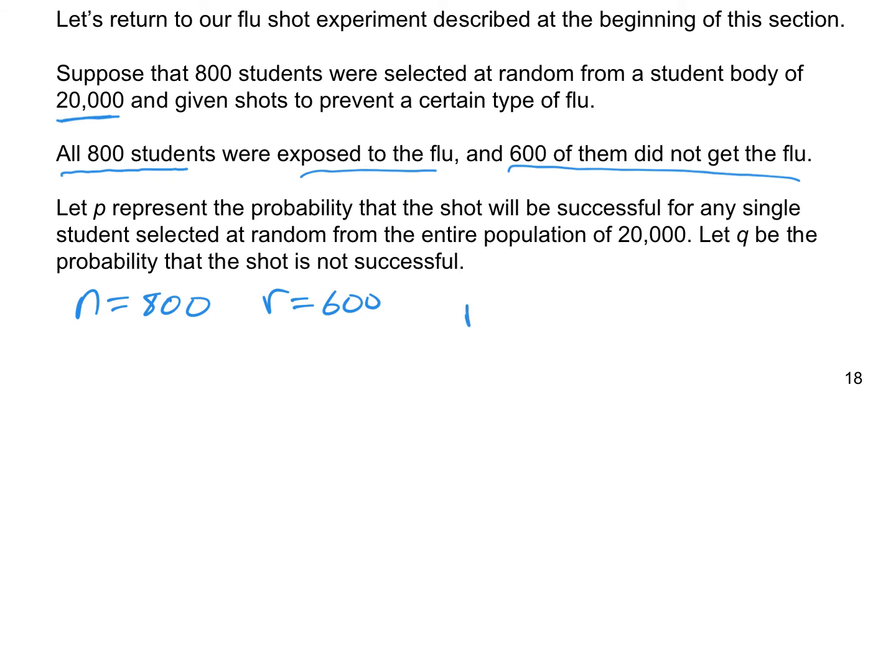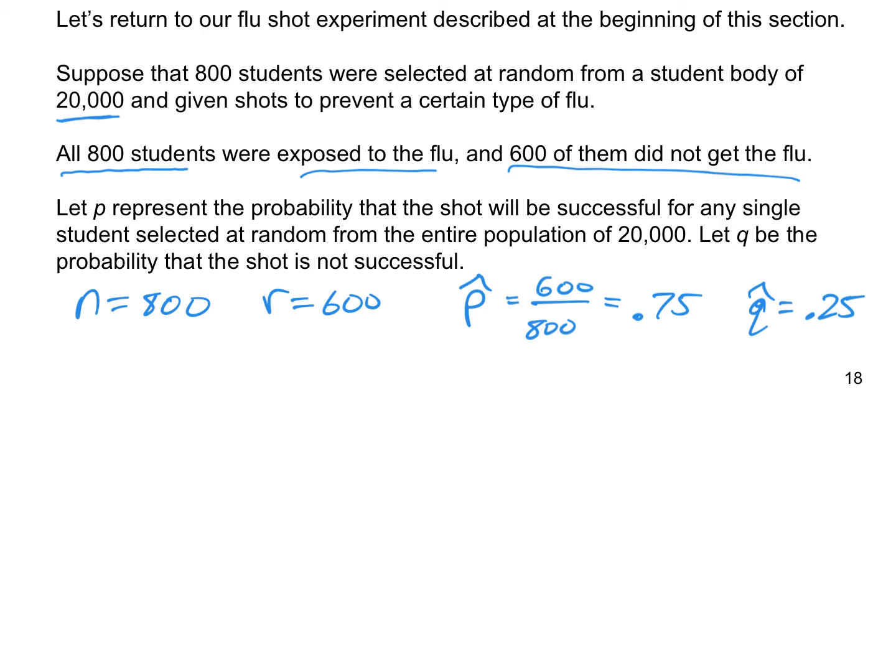So with that information, we can find P hat. P hat is R divided by N. We can reduce that to 3/4, which is 0.75. Therefore, Q hat is known to be 0.25.